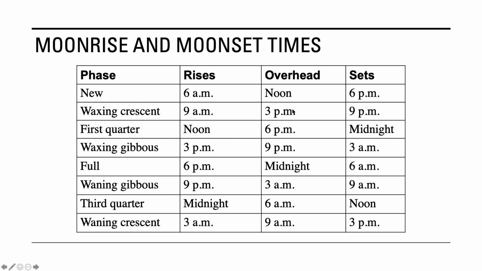And here's a list of moonrise and moonset times. You can notice that there's a pattern to them as we go from one phase to the next phase. These are in order, by the way. We're basically adding 3 hours, and to go from the time it rises to the time it's overhead, you add 6 hours. And then to go from the time it's overhead to the time it sets, you add another 6 hours. So rise and set times are 12 hours apart. If something rises at 9 p.m., it sets at 9 a.m. If it rises at 3 a.m., it sets at 3 p.m., so on and so forth.